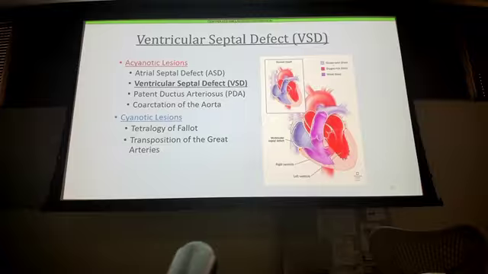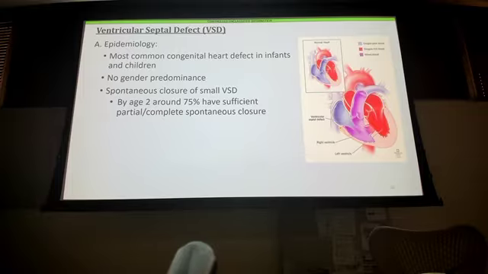But let's move on now and move down into the heart, into the ventricular septum. And what happens if there's a hole in the ventricular septum? This is the most common congenital heart disease that you're going to encounter. And fortunately, most of these will close by the time the patient is 2.